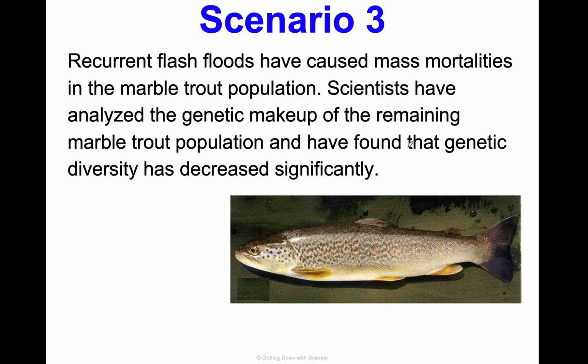Scenario 3. Recurrent flash floods, a natural disaster, have caused mass mortalities in the marble trout population. Scientists have analyzed the genetic makeup of the remaining marble trout population and found that genetic diversity has decreased significantly. Is this bottleneck, founder effect, or genetic drift? If you said bottleneck, you are right. Tell me why.